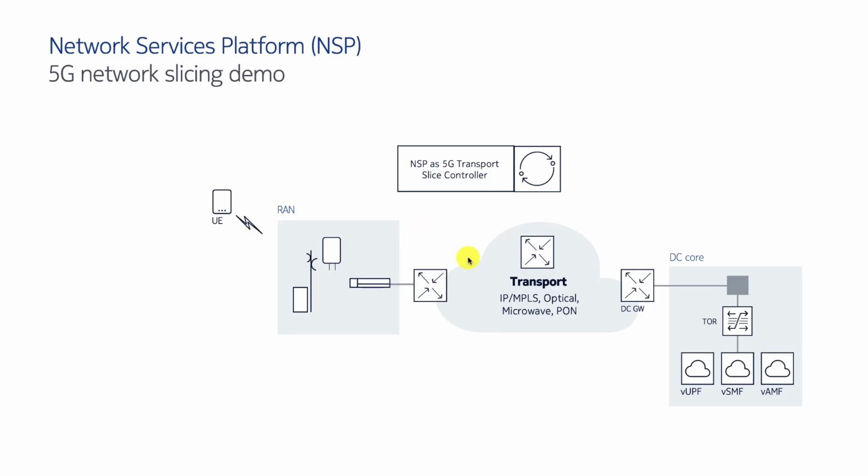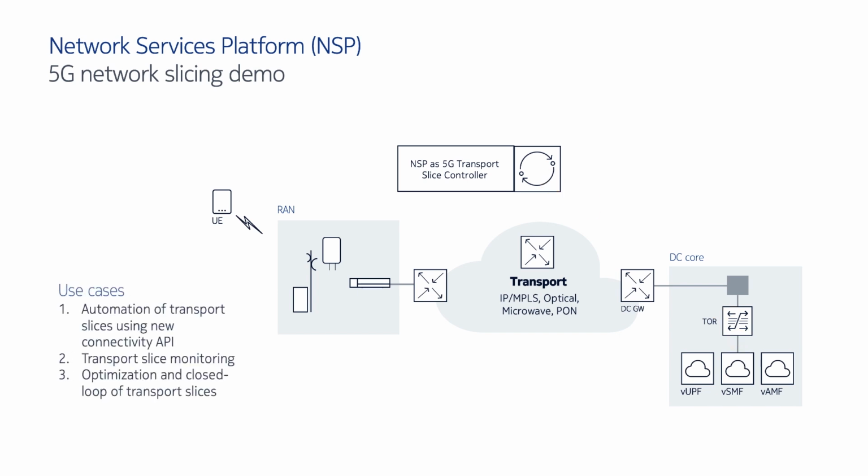This is a network that I'm going to use for a portion of the demo. I have a transport network which is connecting RAN to core. NSP as a transfer slice controller is used for 3 different use cases: automation of transfer slices, monitoring of the transfer slices, and optimization. In the demo, I just showed the optimization, but these are the 3 important use cases that should be addressed by any transfer slice controller.